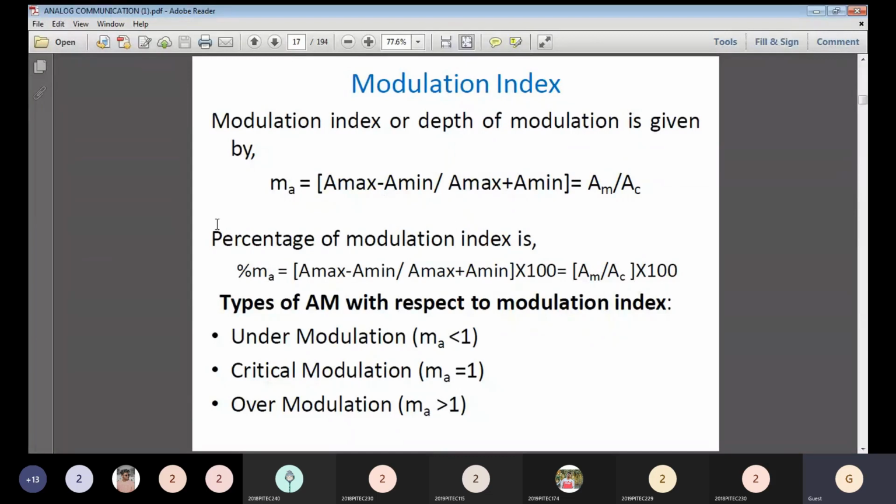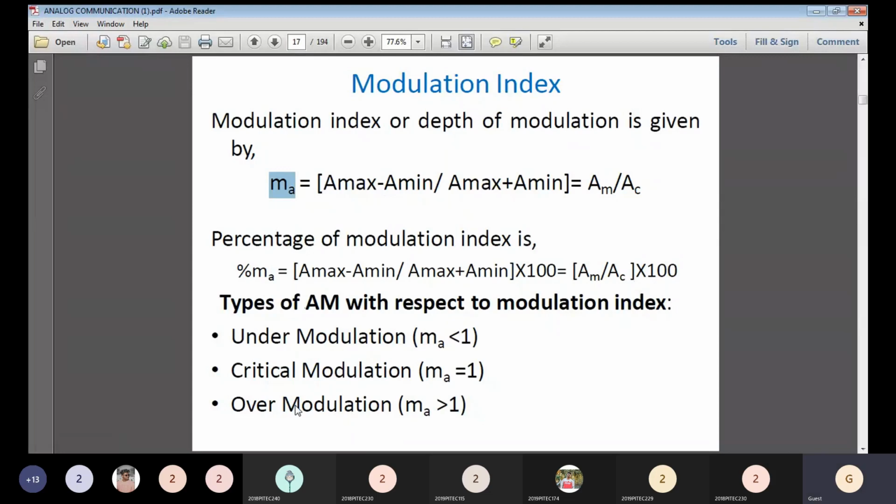Next, percentage of modulation. It is a simple one. Multiplying the modulation index value by 100 gives the percentage of modulation. So based on this modulation index, we categorize modulation into three: under modulation, critical modulation, and over modulation. These three are called degrees of modulation, three categories of modulation based on the modulation index value.